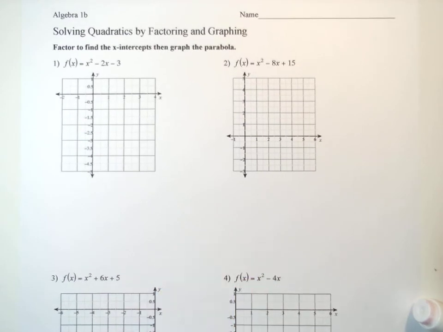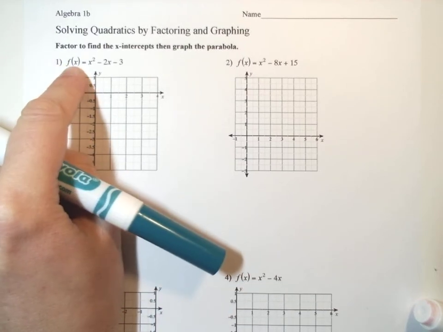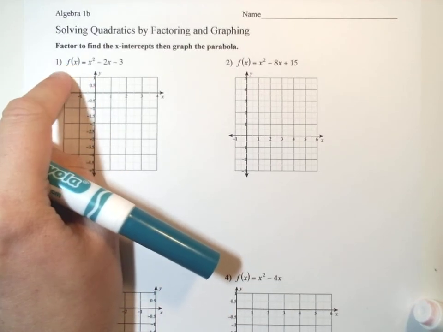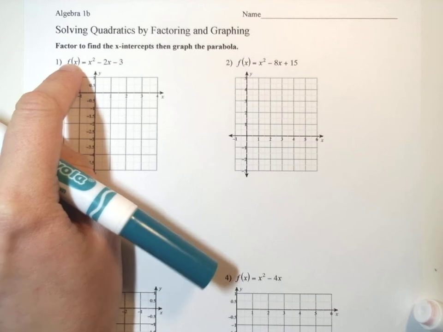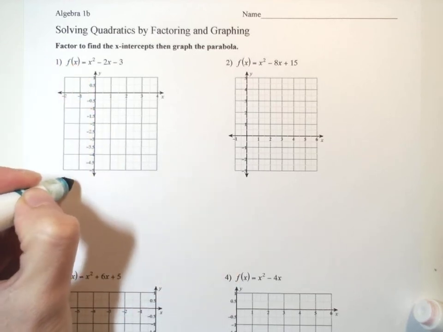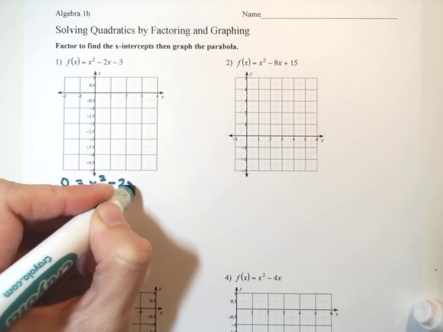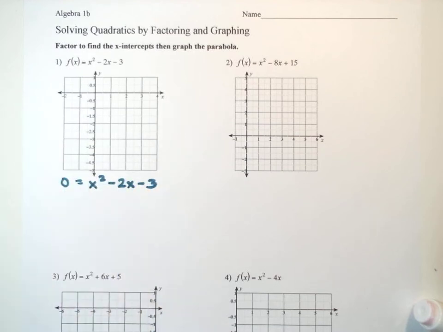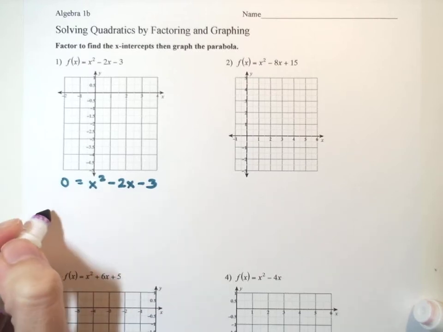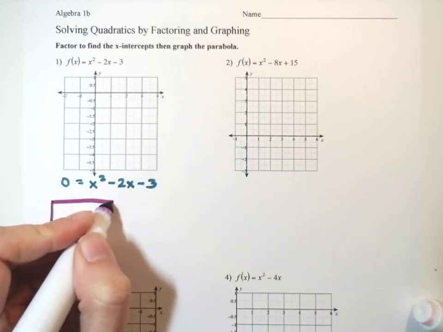So first we need to plug in 0 for y. In this case it's written as a function f of x. So same thing. We're going to plug in 0 for f of x. So 0 equals x squared minus 2x minus 3. Then step 2 in our notes says we need to factor. So we're going to factor.